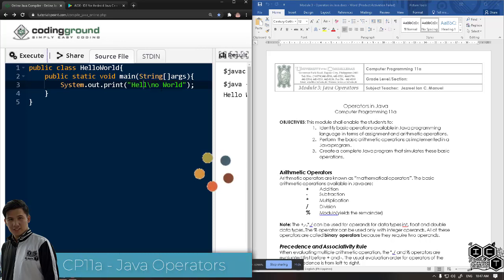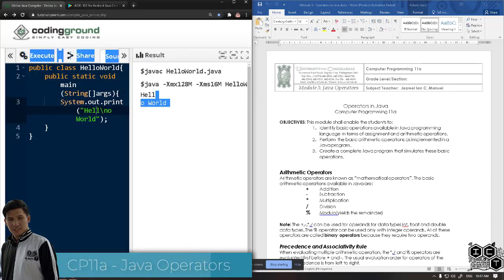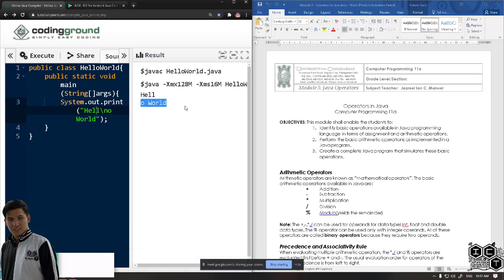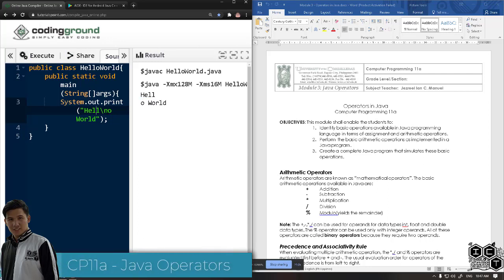So, if you will execute that, you should already know that the word hell will be in a single line followed by the next O world. And meron pa ako may mga diniscuss pa ako doon na \t, yung mga ganyan. So, gagamitin natin kasi lahat yun.